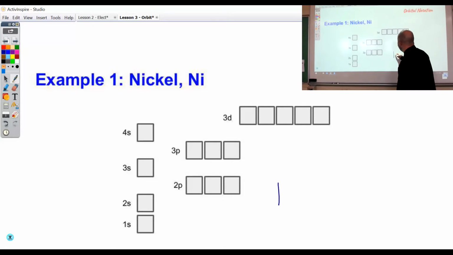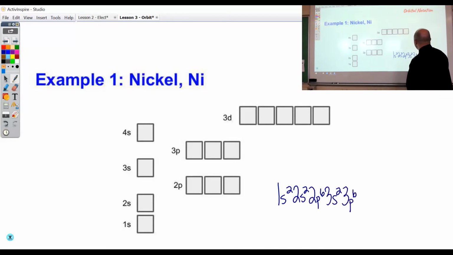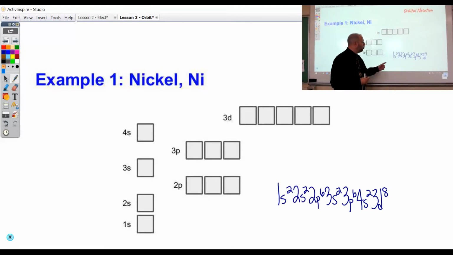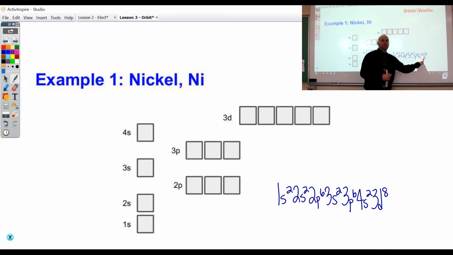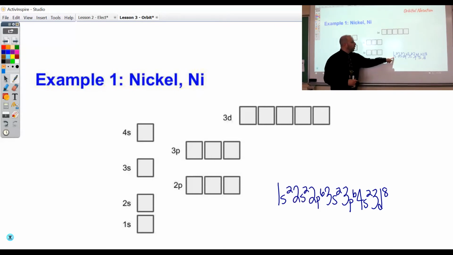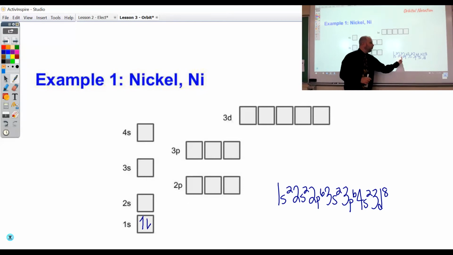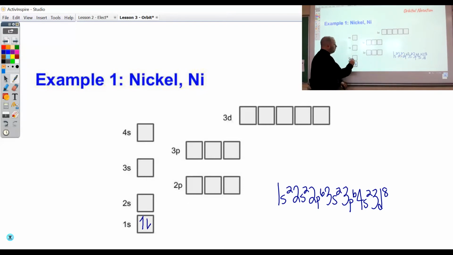So for nickel, we have 1s2, 2s2, 2p6, 3s2, 3p6, 4s2, and 3d8. So now, knowing that each arrow represents one electron, we're going to go sublevel by sublevel till we get to the end. So in the 1s sublevel, we have 2 electrons. One must point up, one must point down. In the 2s sublevel, we have 2 electrons. One must point up, one points down.